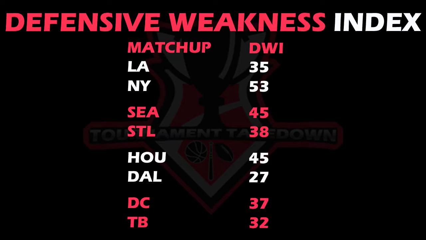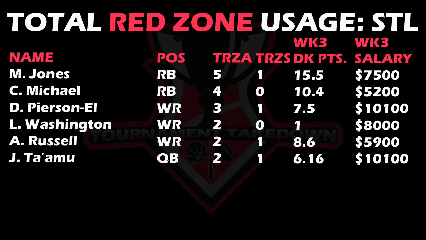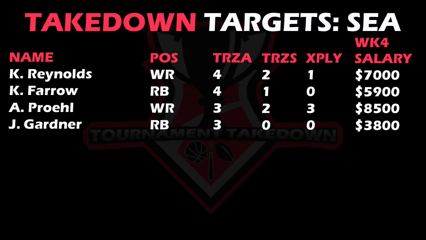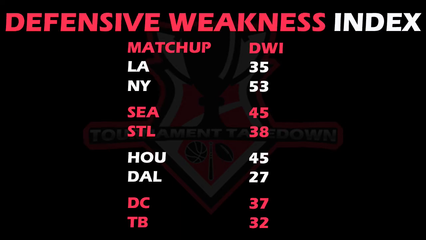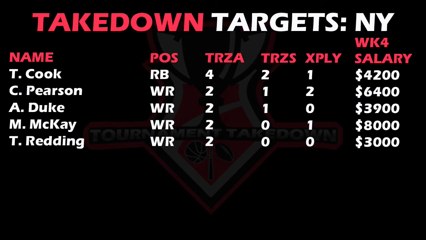The strength of St. Louis is the running game, but if you look at Seattle, even though they've given up 10 rushing opportunities in the red zone, they have yet to give up a rushing touchdown in the red zone. New York has the worst defensive weakness index rating in the league by far. But if you look at the red zone defense, even though they've given up 39 plays in the red zone, they've only given up 4 red zone touchdowns.